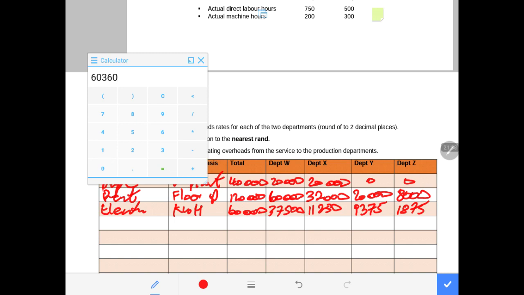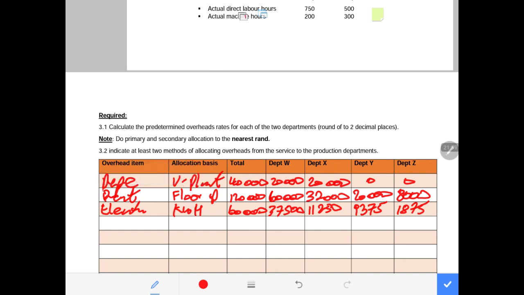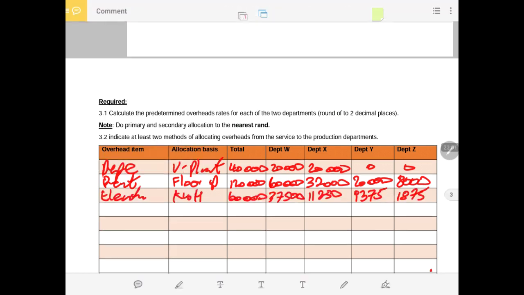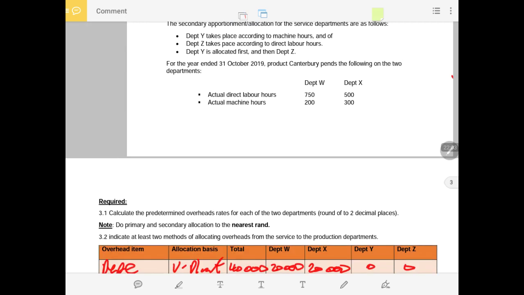If you add 37,500 plus 11,250 plus 9,375 plus 1,875, we get 60,000. So meaning we have allocated the amount to all the departments it's supposed to have been.